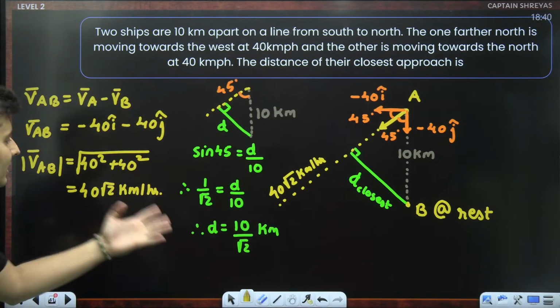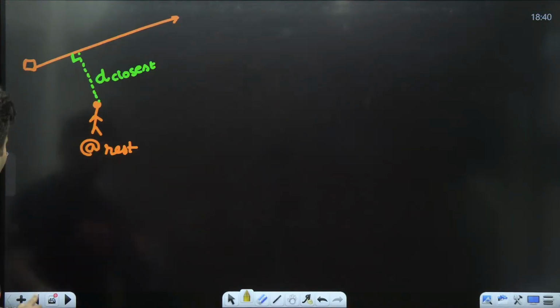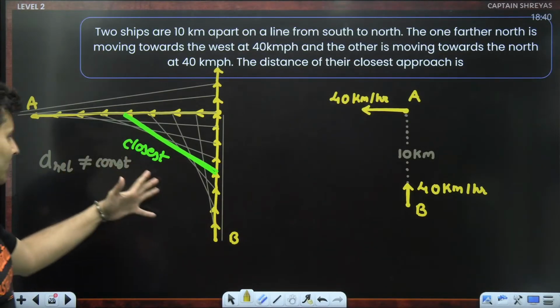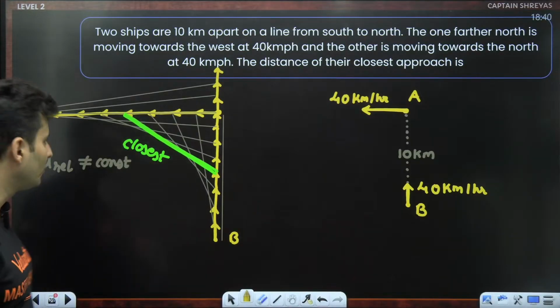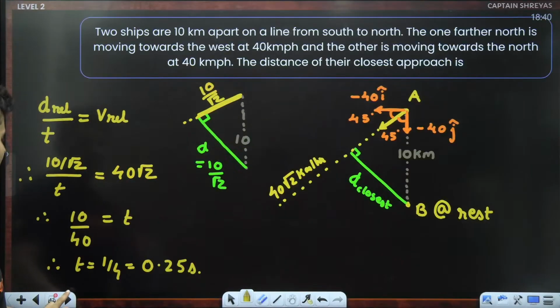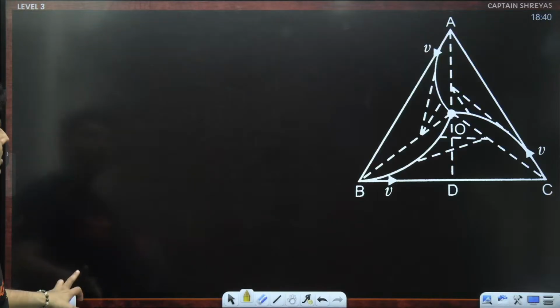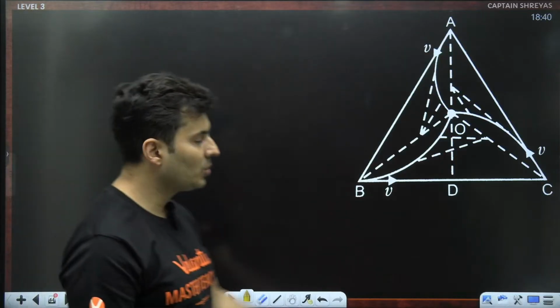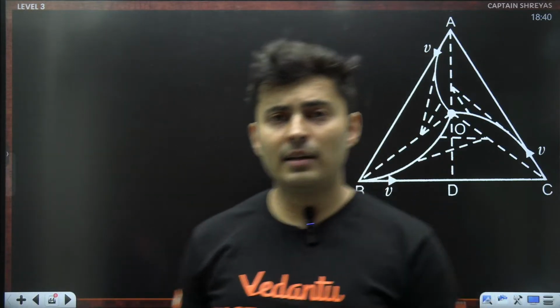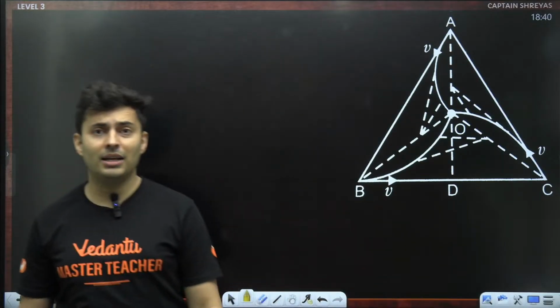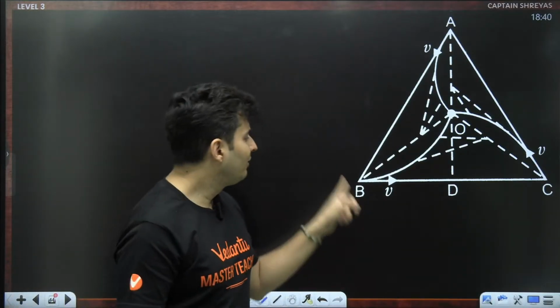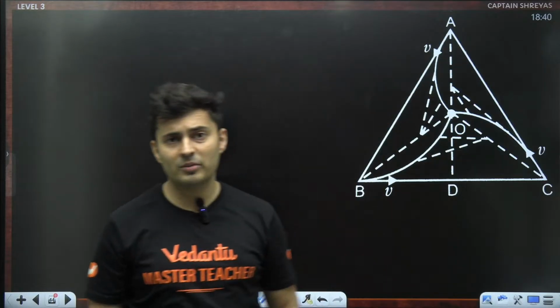This is how you find that distance. These kinds of questions are also very, very common. So the closest distance is 10 by root 2 meters. Now there was another interesting question. I have put it. Yes, this is another interesting question, a level 3 question, where you have 3 dogs or 3 particles or 3 mad fellows following each other with the same speed.